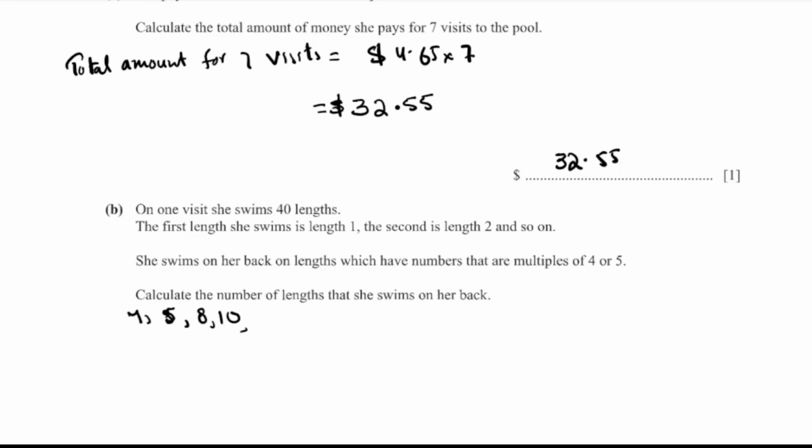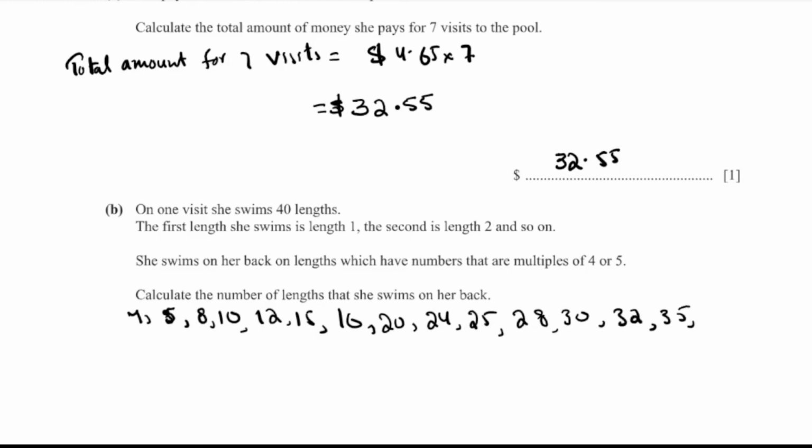8 and 10, 12 and 15, 16 and 20, then 24, then 25. Okay, then 28, 30, 32, 35, 36 and 40. Okay, so these are 1 2 3 4 5 6 7 8 9 10 11 12 13 14 15 and 16.